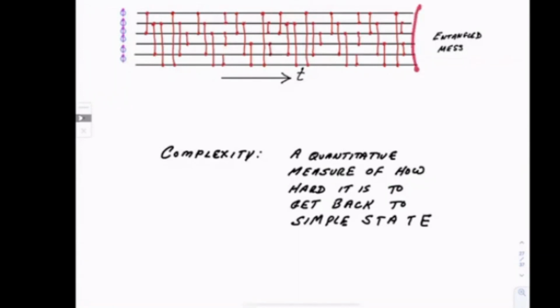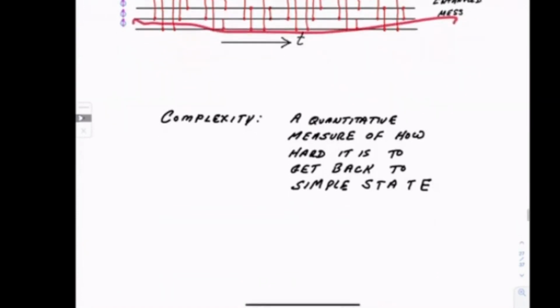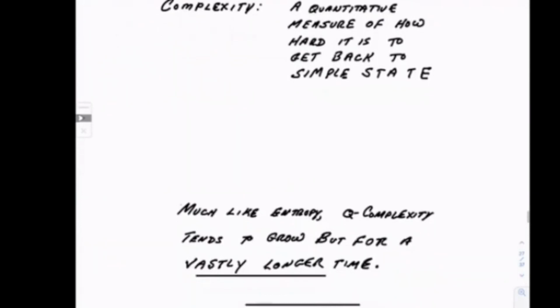You can say, given the final output here, what is the shortest way that you could run backward to get to the simple state? You can either think of it as how many steps does it take to go from a simple state to a complicated state, or how many steps does it take if you wanted to work backward from complicated to simple. That's a measure of complexity.